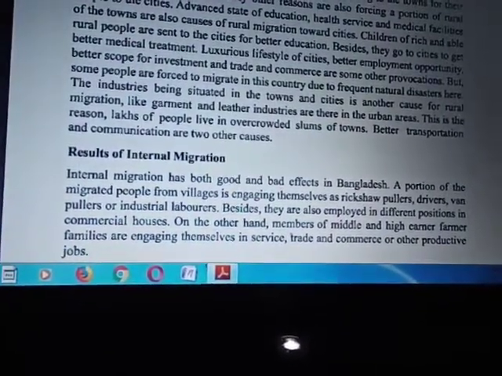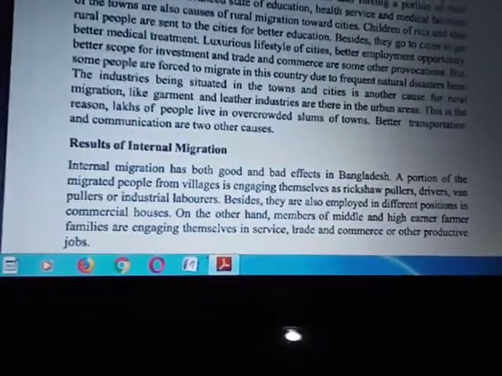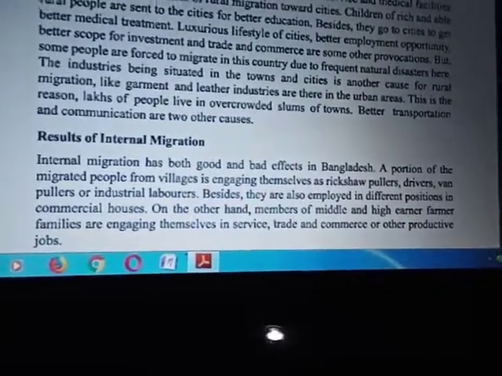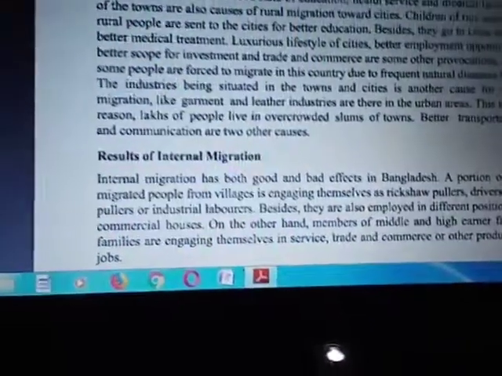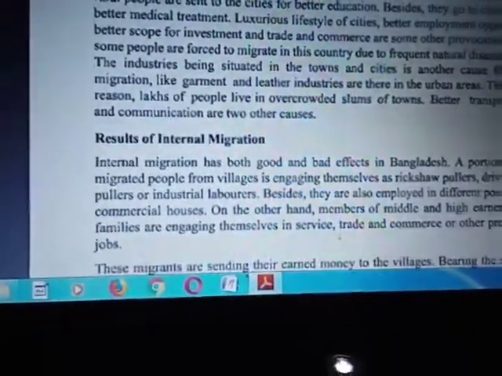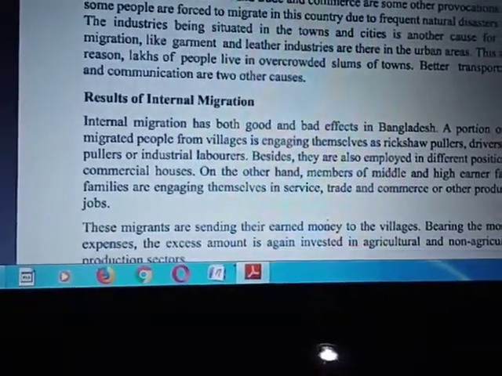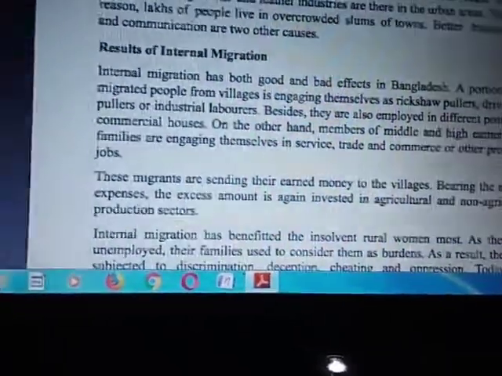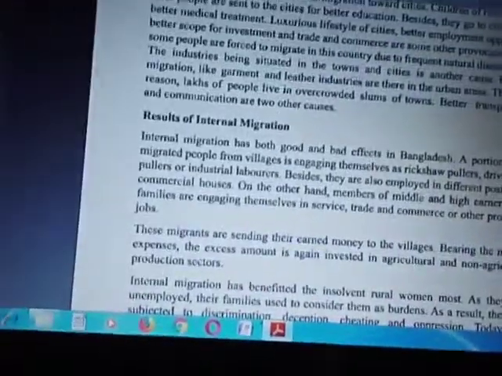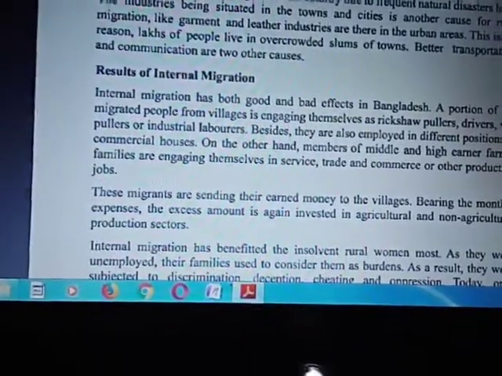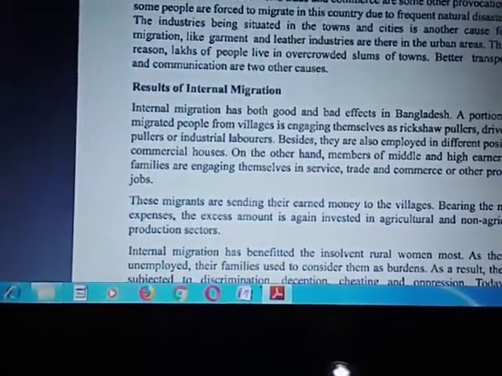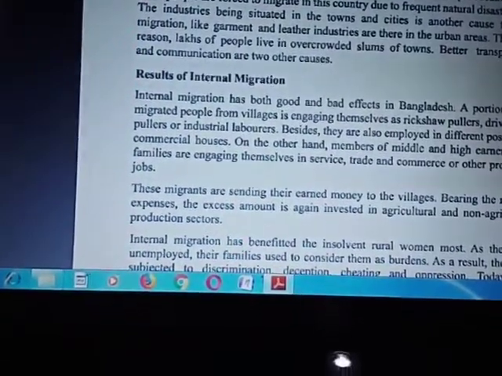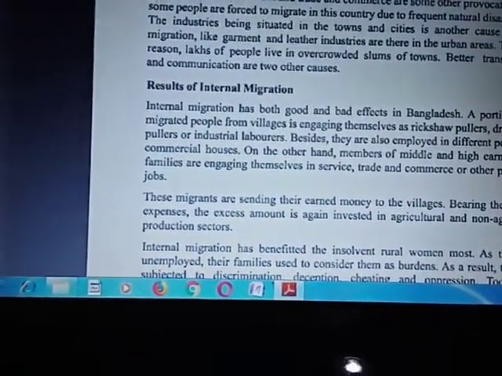Here the industry is being situated in the towns and cities. Another cause for rural migration is that garments and leather industries are in the urban areas, and they attract people, who rush to the cities searching for jobs. For this reason they come to the city. This is the reason lakhs of people live in overcrowded slums of towns. Better transportation and communication are two other causes.